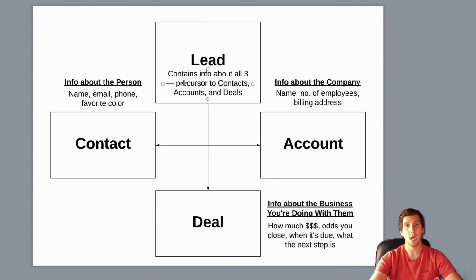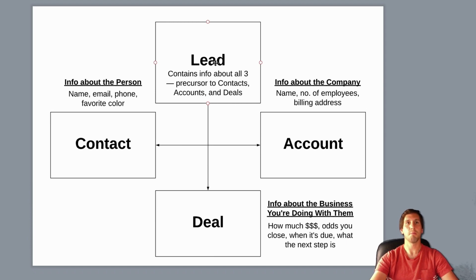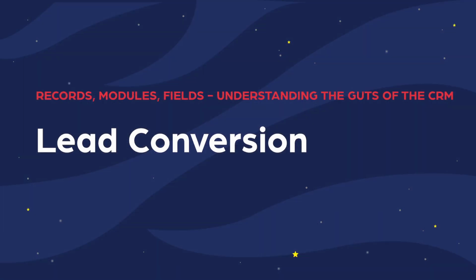The lead houses info about all of these three records, right? We have company info, contact info, potential deal information. But then as soon as Marty McFly decides, I'm ready to go, I'm interested, I want to do business, the lead turns into these three records.